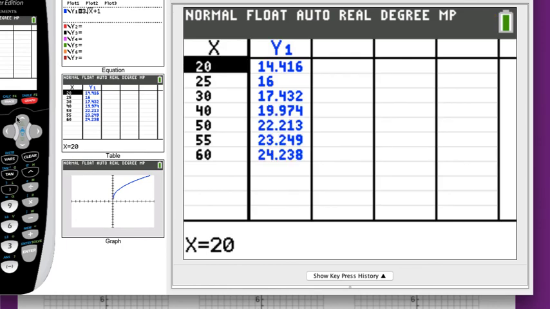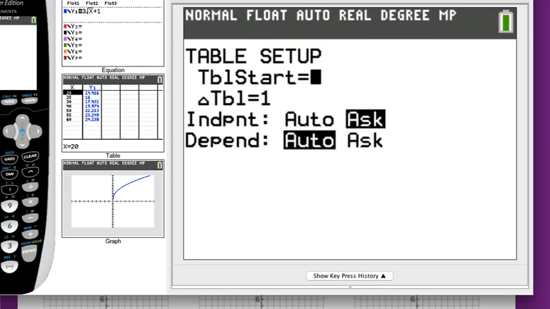Now, you can see on my table that I have some random numbers in here, and these aren't going to be the table values that I want for me to plot points. So I'm going to go to my table setup, and you can see that mine is on ask, and I'm actually going to change it to auto because I really would like this to be on auto, and I want my table to start at 0 and I want it to go up by 1. The reason is I really want to see the points on this graph.